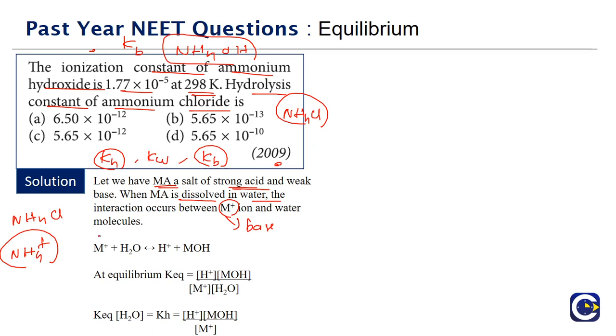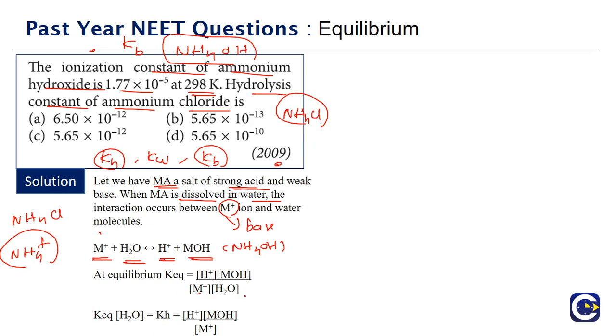Look at this. The M+ here we can think of as NH4+. M+ will react with water to produce H+ and MOH, which in this case is NH4OH. Now the equilibrium constant for this reaction is what? H+ into MOH by M+ into H2O. We are doing the general derivation.